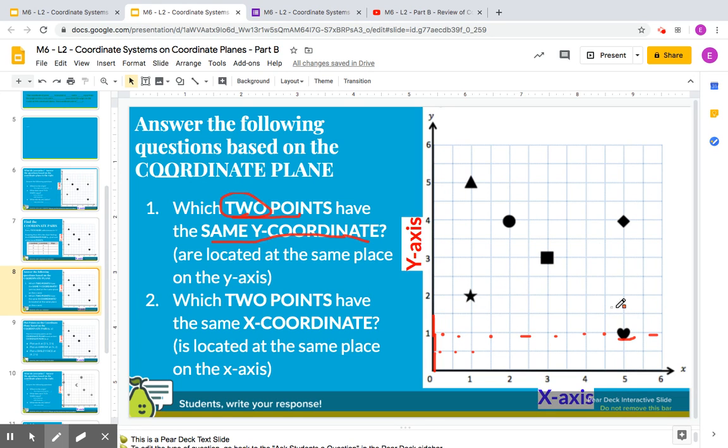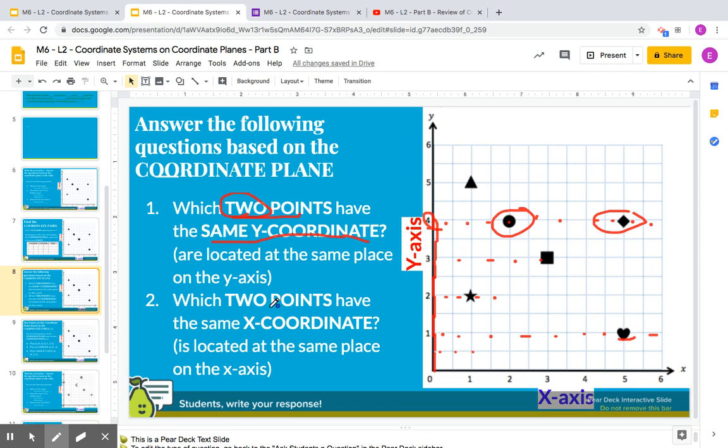1/2, I don't see any. 2, looks like we only have our 1 star. 2.5, I don't see any points. 3, only have the 1 square. 3.5, don't see any points. 4, maybe 4. I have 2 shapes located at y equals 4. And that's going to be my circle and my diamond or rhombus. Both of them have a y coordinate of 4.